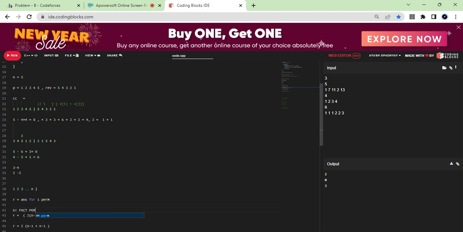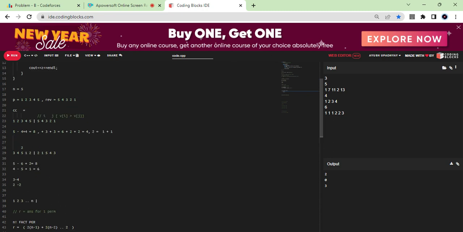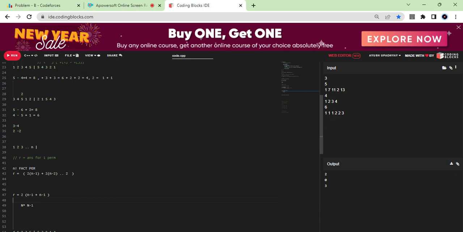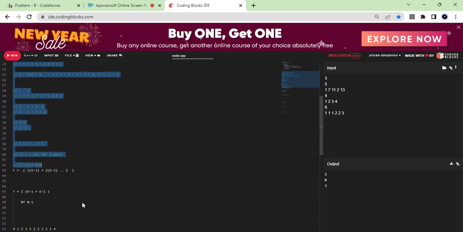So you have to calculate factorial. This number is nothing but, okay, 2 into n minus 1. So this is n into n minus 1 by 2. Then there is a thing like n into n minus 1 by 2 divided by 2 into 2. So that is the thing, n into n minus 1. So you just need factorial, and that's your answer, because you can just multiply it with n into n minus 1.